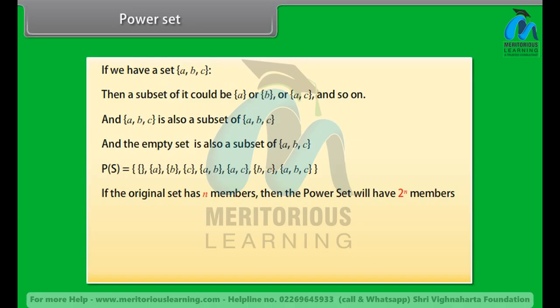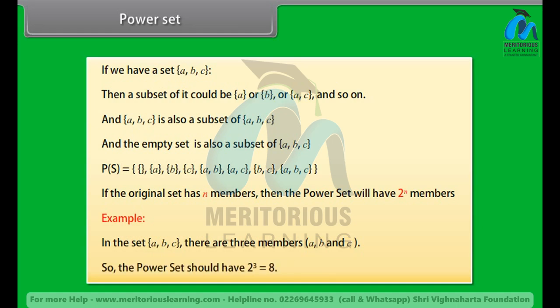If the original set has n members, then the power set will have 2 raised to power n members. Example, in the set {A, B, C}, there are 3 members, A, B, and C. So, the power set should have 2 raised to power 3 is equal to 8, which it does.